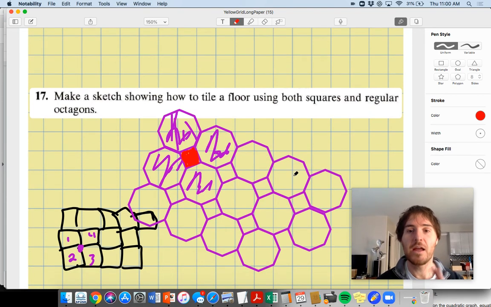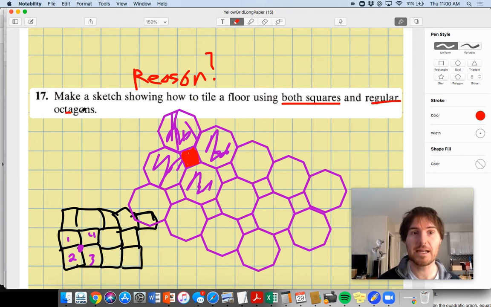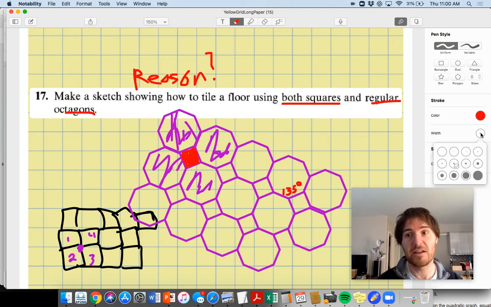It's pretty expensive. Anyways, the reason why this works, you should know by now. The reason we can do this with both squares and regular octagons is that a regular octagon has 135 degrees. It's helpful to actually memorize these things, to hear that they've come up before, and be like, oh, okay, I'm not making mistakes.